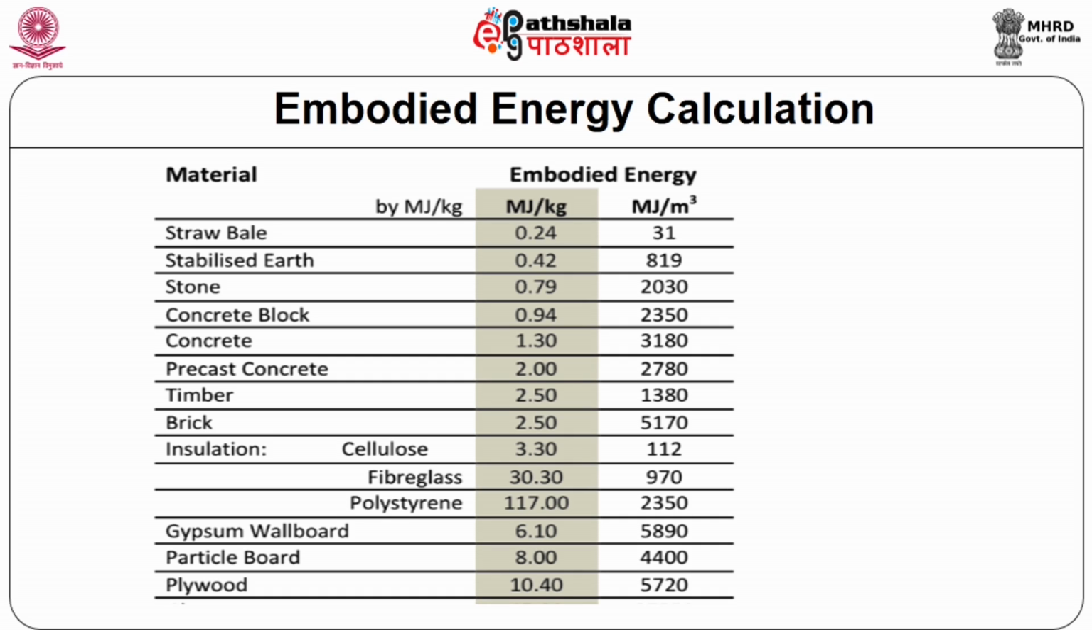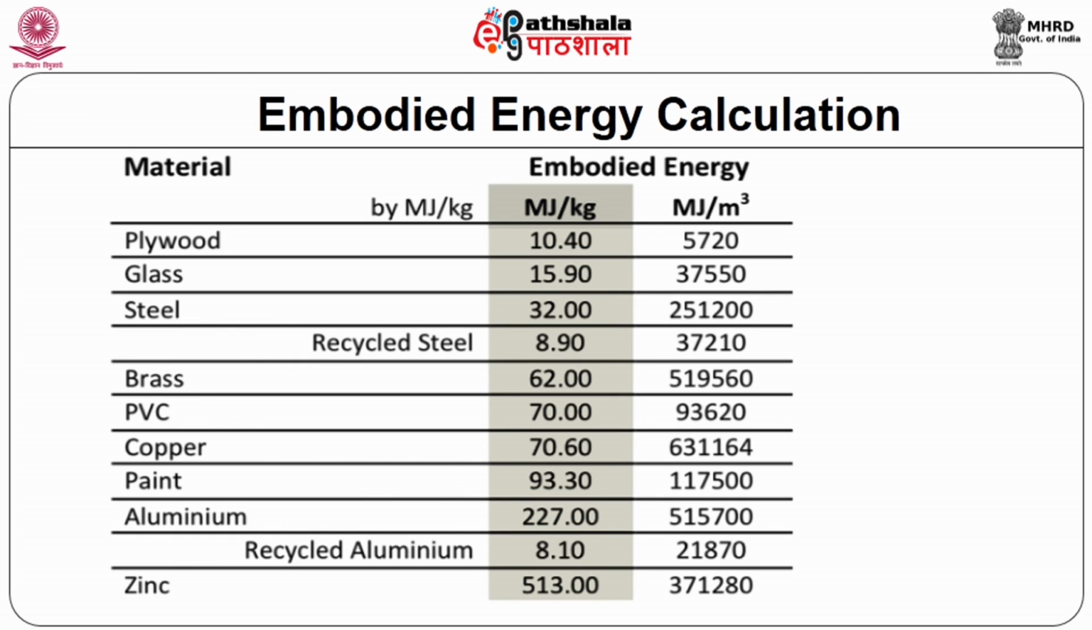First one: brick, 2.5. We are using concrete, so 1.3 over there. You can go about looking at the different materials. Glass is 15.9, steel 13.2, paint 93.93, so you have most of the values which you require.